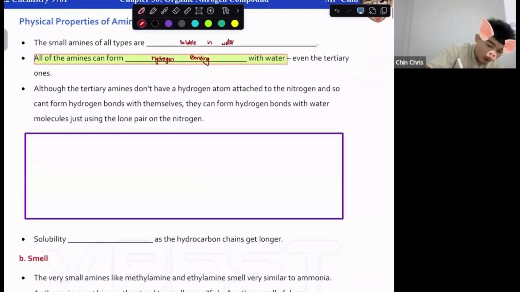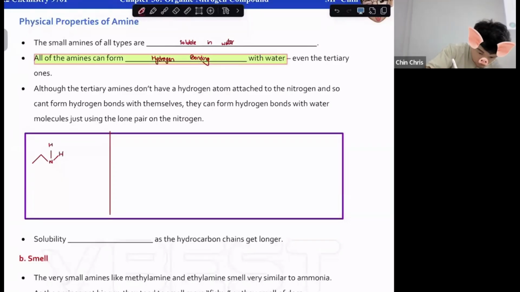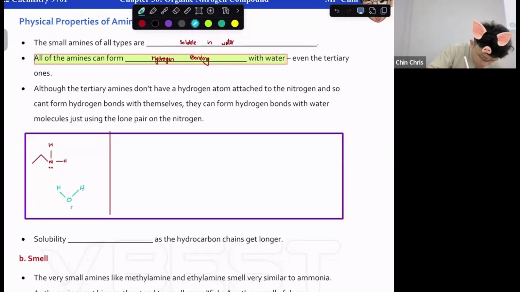So guys, now let's look at your amine forming hydrogen bonding. Let's say I have an amine that looks something like that, I'm going to draw a skeleton now. So you have a lone pair on nitrogen, bonded to hydrogen, able to form hydrogen bonding with H2O. That's your hydrogen bonding.